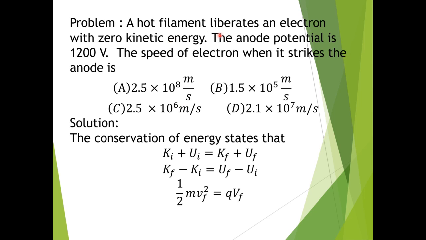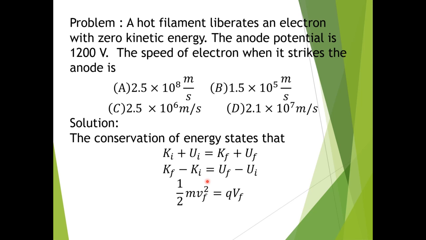A hot filament liberates an electron with zero kinetic energy. The anode potential is 1200 volts. The speed of the electron when it strikes the anode is, so we have to calculate the speed of the electron. So let's go to the conservation of energy equation where we have the initial energy of this electron equal to the final energy. So before we go ahead, let's look at the difference between the kinetic energies. So the change in the kinetic energy is equal to the change in the potential energy.